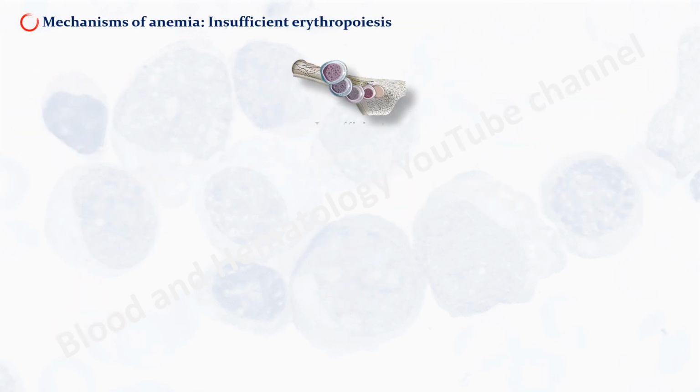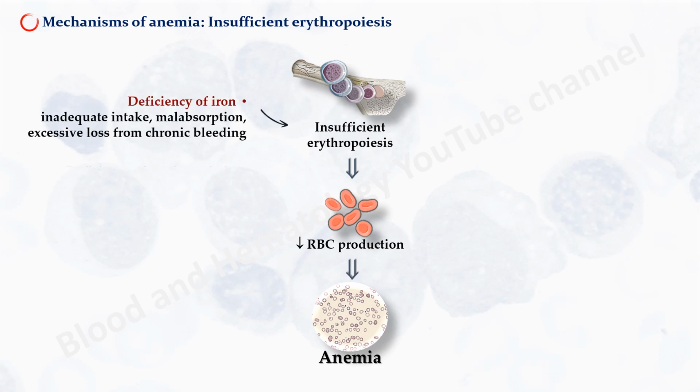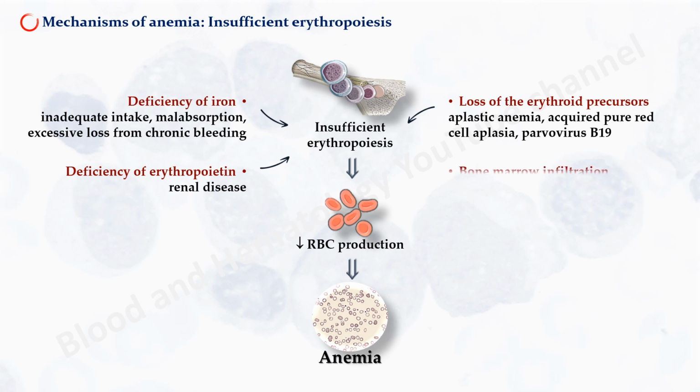Insufficient erythropoiesis refers to a decrease in the number of erythroid precursors in the bone marrow, resulting in decreased erythrocyte production and anemia. Many factors can lead to the decreased erythrocyte production, including a deficiency of iron, deficiency of erythropoietin, loss of the erythroid precursors due to an autoimmune reaction, or infection. Infiltration of the bone marrow with granulomas or malignant cells can also suppress erythropoiesis.